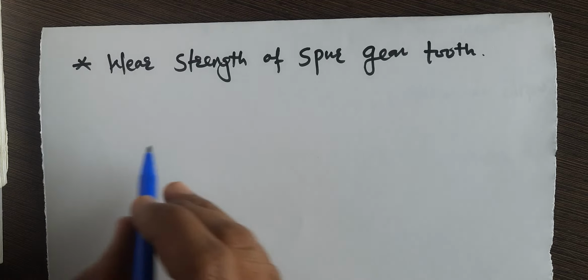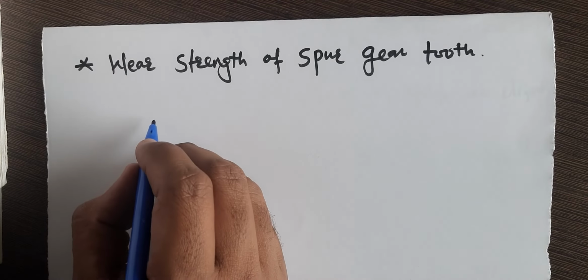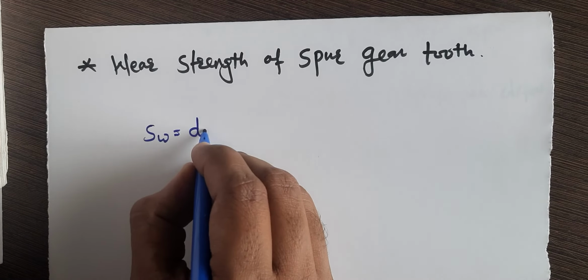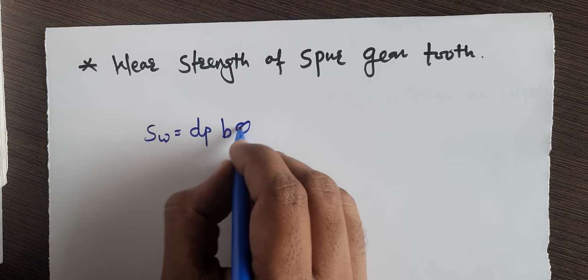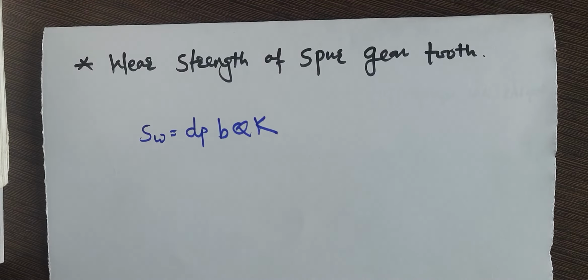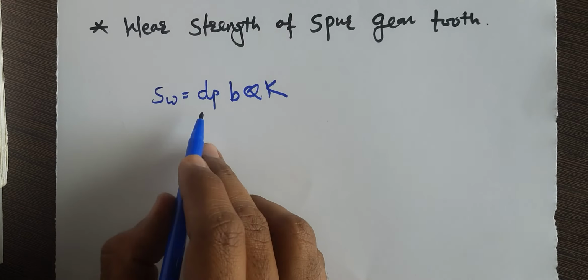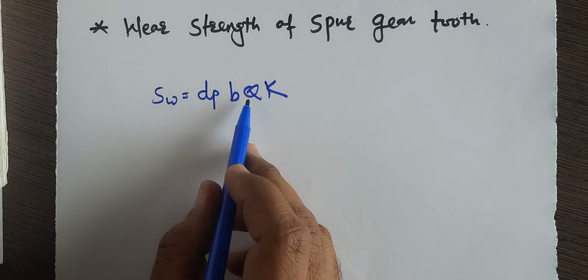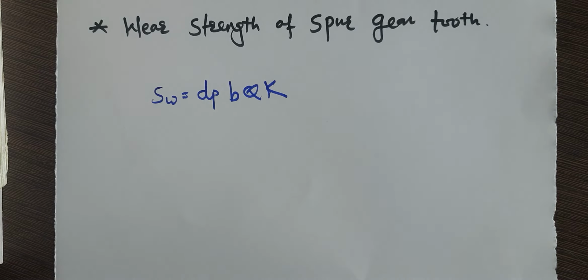Okay, so the wear strength by Buckingham's equation is given by Sw = dp b q k, where dp is the pitch circle diameter of the pinion, b is the face width, q is a ratio factor, and k is the load stress factor.